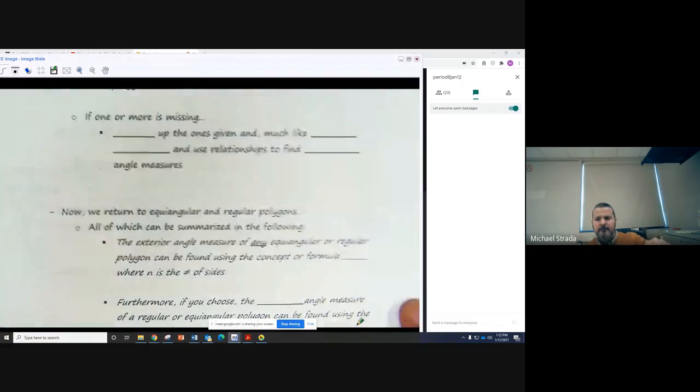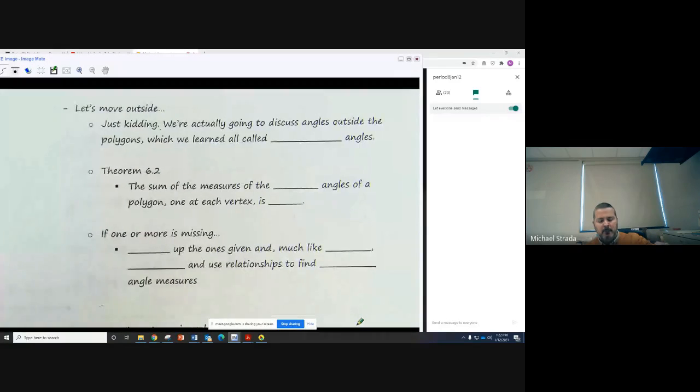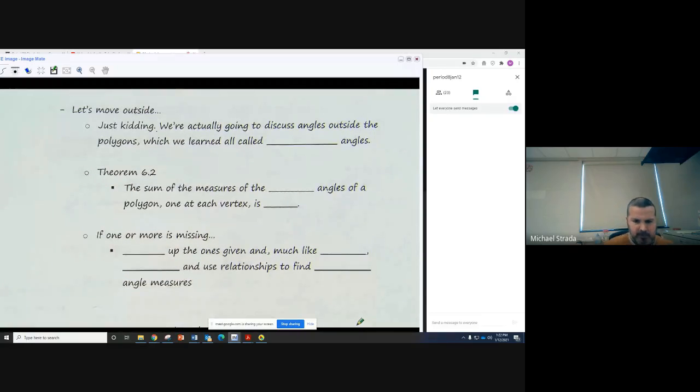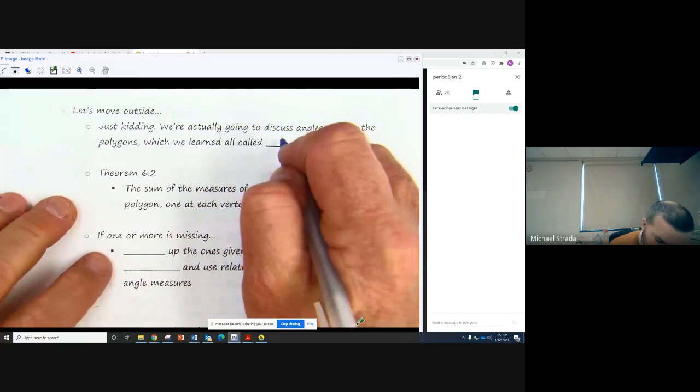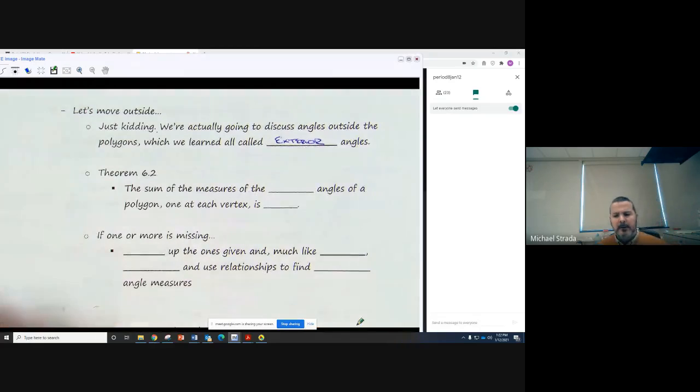Okay, so let's move outside. Just kidding. We're actually going to discuss angles outside the polygons, which we learned are called exterior angles. Now, here's what happens with exterior angles.